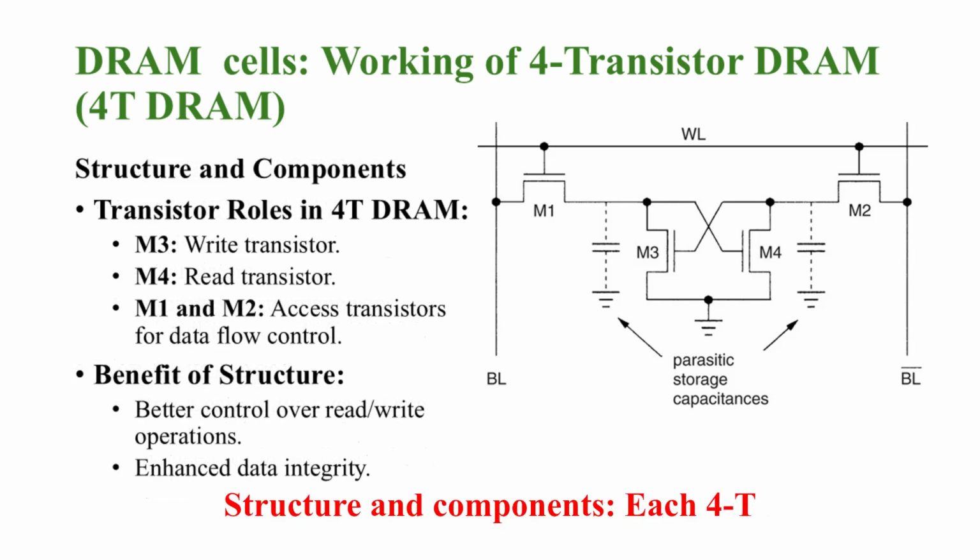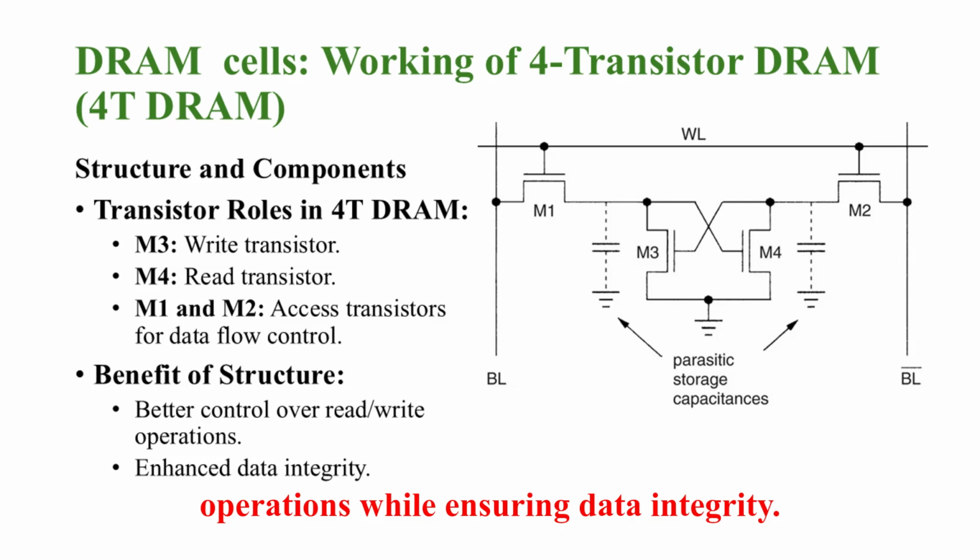Structure and components. Each 4T DRAM cell consists of 4 transistors. M1, the write transistor, handles the process of writing data to the storage node. M2, the read transistor, enables data retrieval during read operations. M3 and M4, the access transistors, control data flow in and out of the storage node. This structure improves control over the operations while ensuring data integrity during read and write processes.